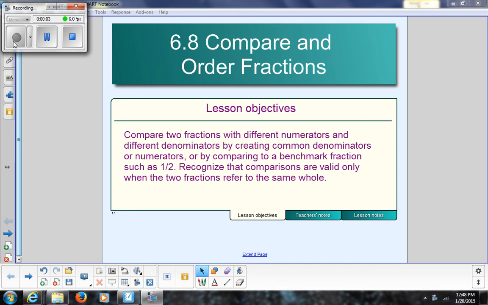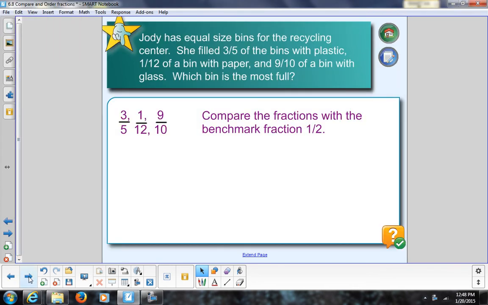Okay, so tonight we're going to build a little bit on comparing fractions, and we're going to actually talk about putting those fractions in order. There are several ways to do this. You could go with doing common denominators. You can compare them to benchmark fractions. So we're going to work on those right now.